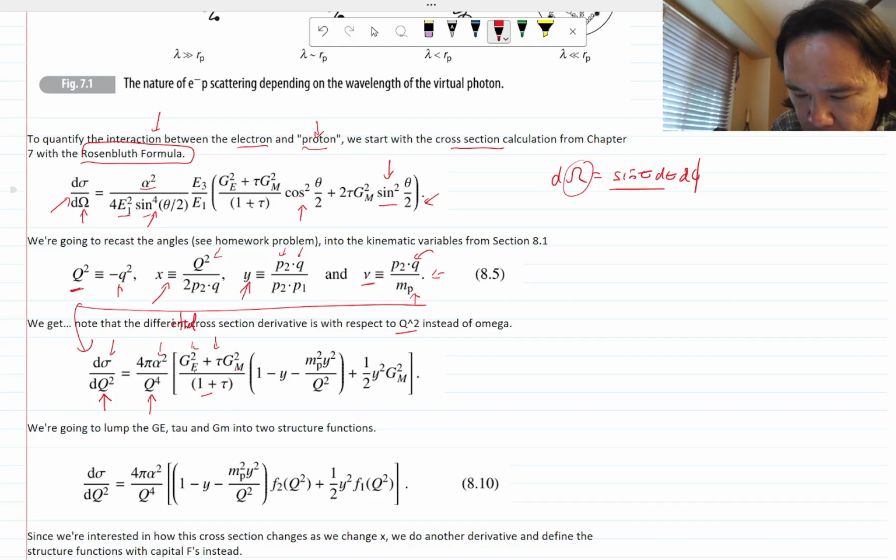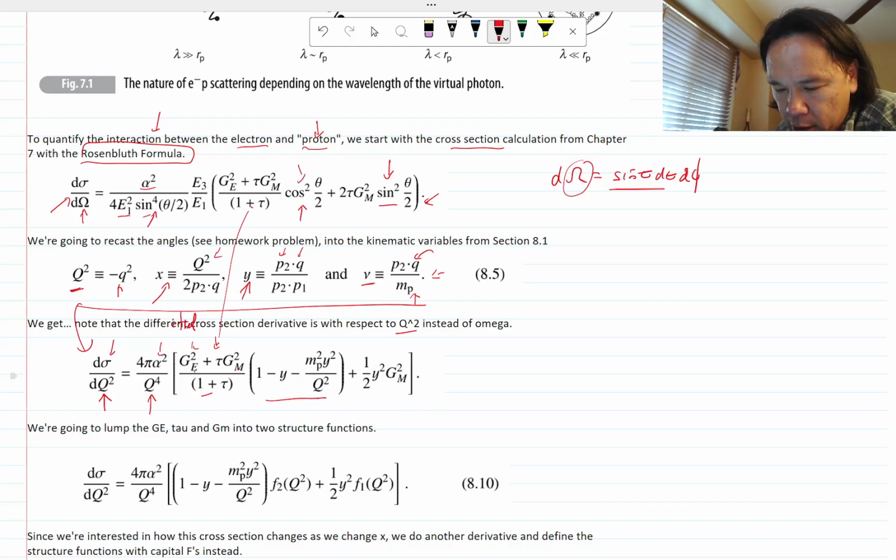So these terms basically stay the same, but this cosine squared theta, you will find, is actually 1 minus y squared over q squared, and then m_p squared just to get the units right. And then the sine squared term, along with this 1/2 tau, turns out to be 1/2 y squared instead. So you can put that in there.